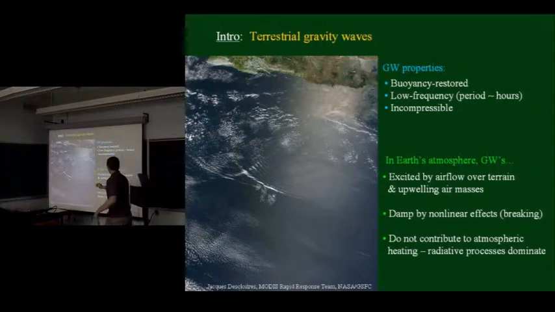So in the Earth's atmosphere, they're excited by terrain, and they will damp by nonlinear effects, that is breaking, either as the amplitude grows or due to wind shear. And they do not contribute significantly to the total energy budget of the atmosphere, as the heating of the Earth's atmosphere is controlled by the sun, and the energy in these waves is not significant relative to that. So I want to contrast these 3 points in these different systems.